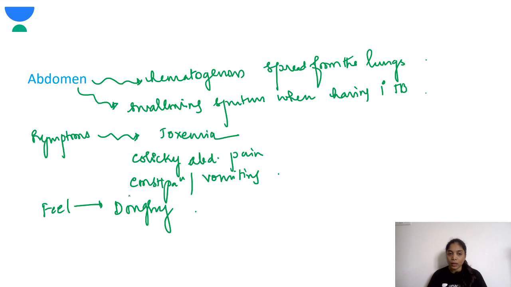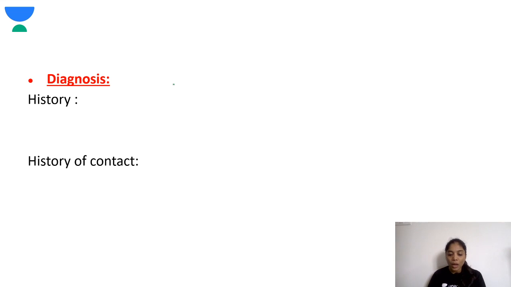The abdomen is also tense. Sometimes the omentum may be rolled, and the abdominal lymph nodes might be enlarged. The spleen and the liver might be palpable. Okay, so this is how a child with extrathoracic tuberculosis will present.